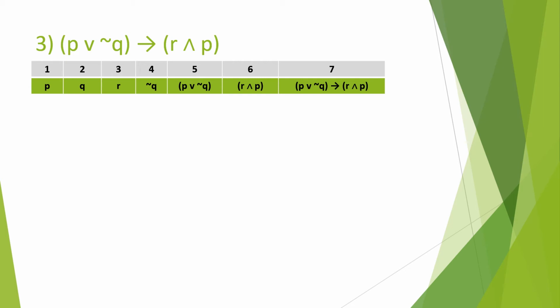Then the first round bracket which is P or negation Q. Then the next round bracket which is R and P. And the seventh column is column of the statement pattern.